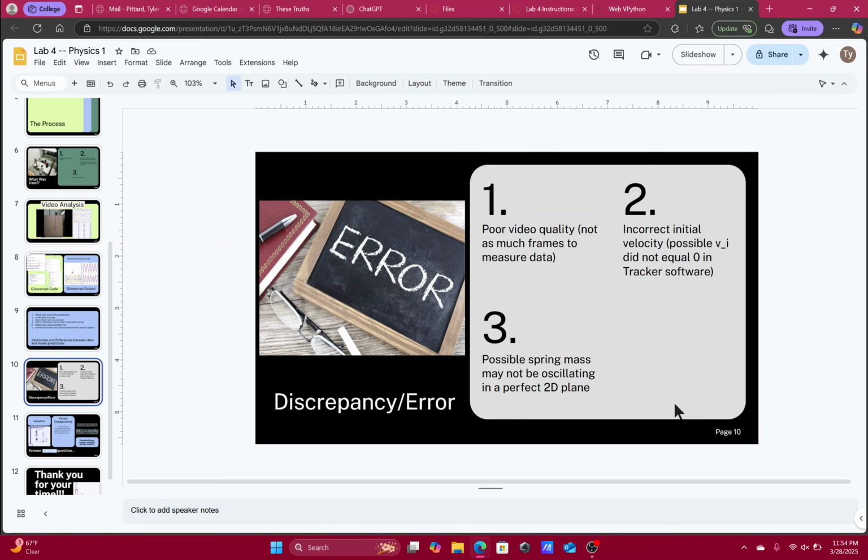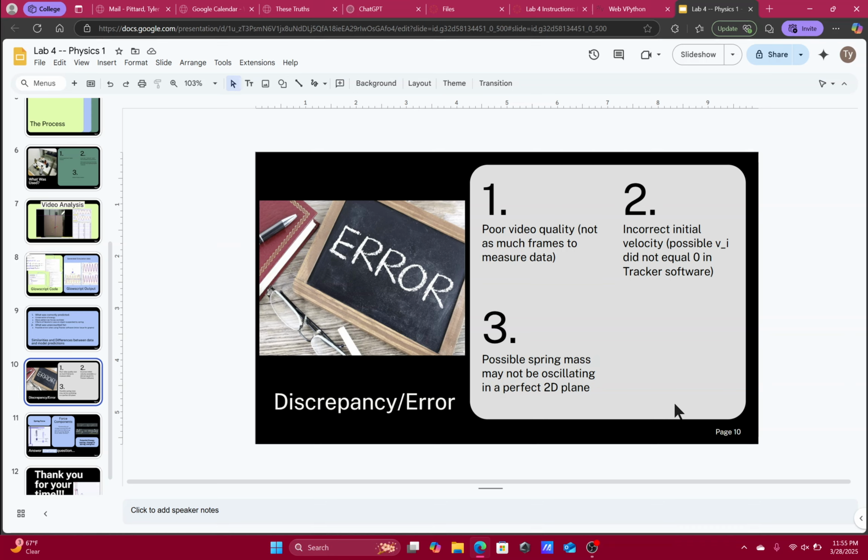Now for some error, the poor video quality. I say poor just because there wasn't a whole lot of frames, and the fewer frames you have, the fewer data points you can use. And I just think with more data points, it would have looked much better overall. Maybe an incorrect initial velocity. If it wasn't perfectly 0, it would make the start of the graph not consistent. But hopefully with the 100 data points, that would have canceled out over the entire experiment.